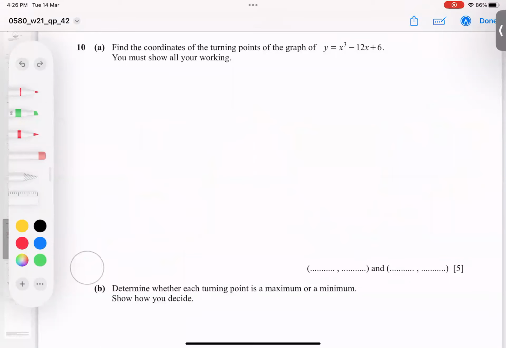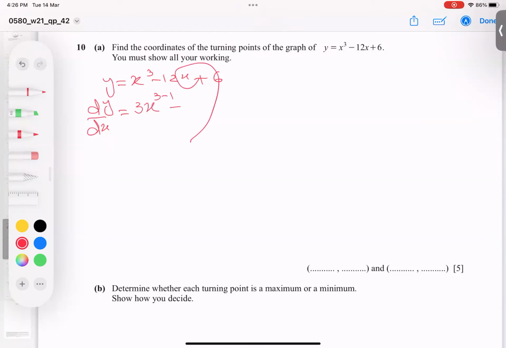So step number 1, y is equal to x cubed minus 12x plus 6. This d over dx is called the differentiation operator. When I apply it to the left hand side, it will become dy over dx. And when I apply the operator on the right hand side, what is the rule? The power of x will come down and multiply, and the power becomes 1 less, like this.